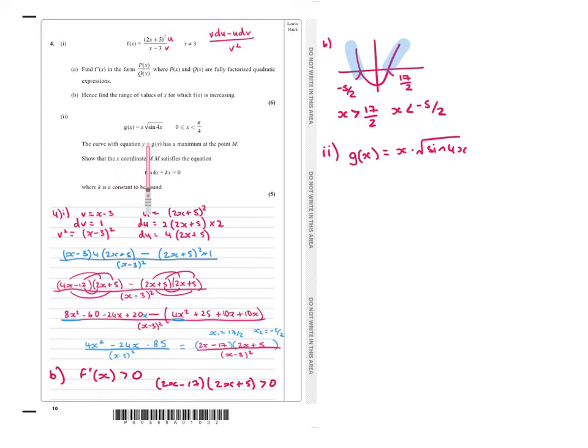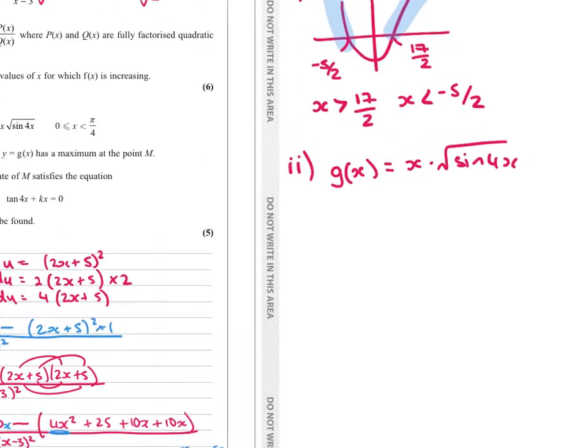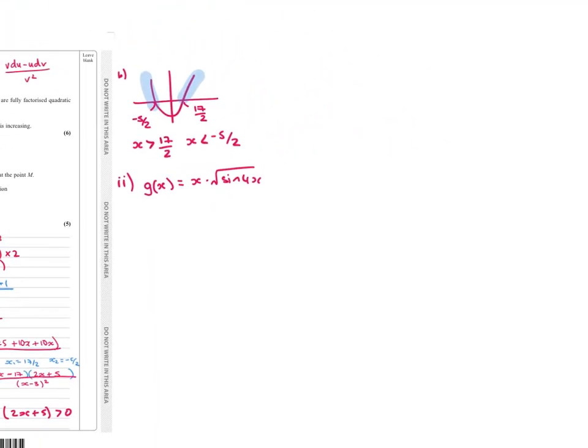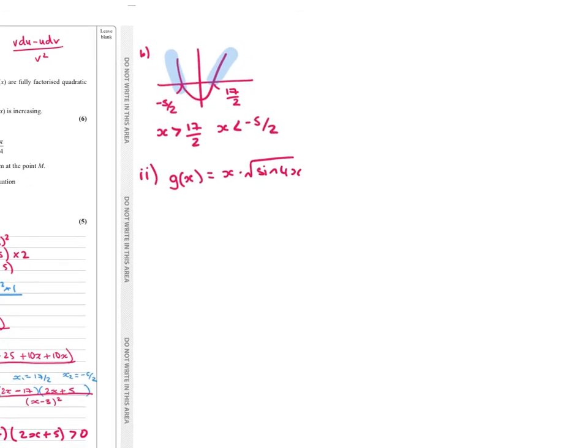So the curve of the equation y equals g of x has a maximum point at the point M. Okay, if it has a maximum, that's when our gradient equals 0. So we are going to have to use the product rule to find our gradient function. Show that the x coordinate of M satisfies the equation. Perfect. So then, here we go. We want to find g dash of x. So g dash of x. Okay, let's get a different colour.